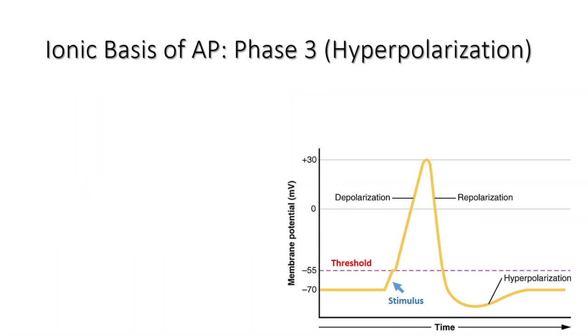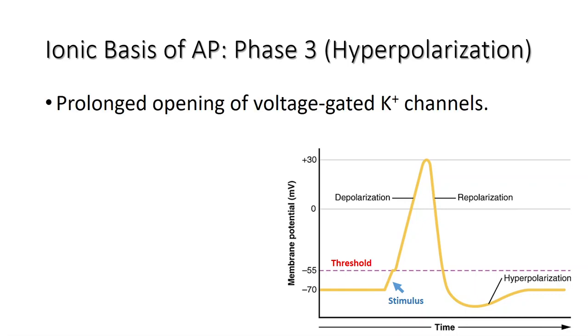During the phase of hyperpolarization, the voltage-gated potassium ion channels remain open and the membrane potential becomes even more negative, to about minus 90 millivolts. As the voltage-gated potassium channels close, the membrane potential returns to the resting level of minus 70 millivolts. The return to the resting membrane potential is also because of the ongoing activity of the leak channels and the sodium potassium pump.